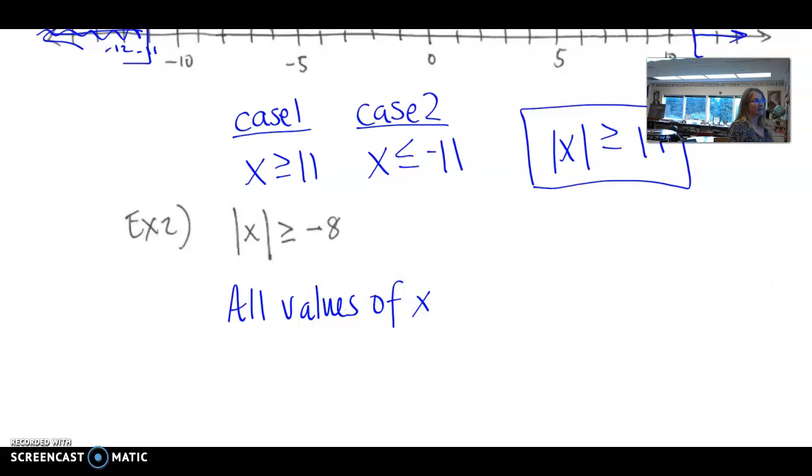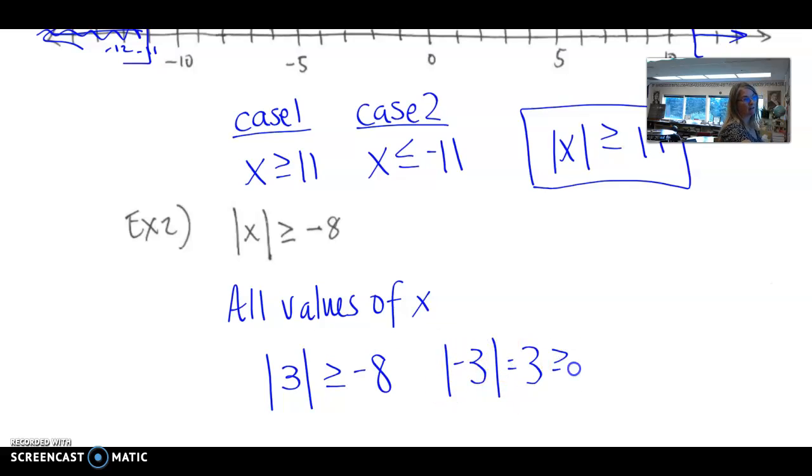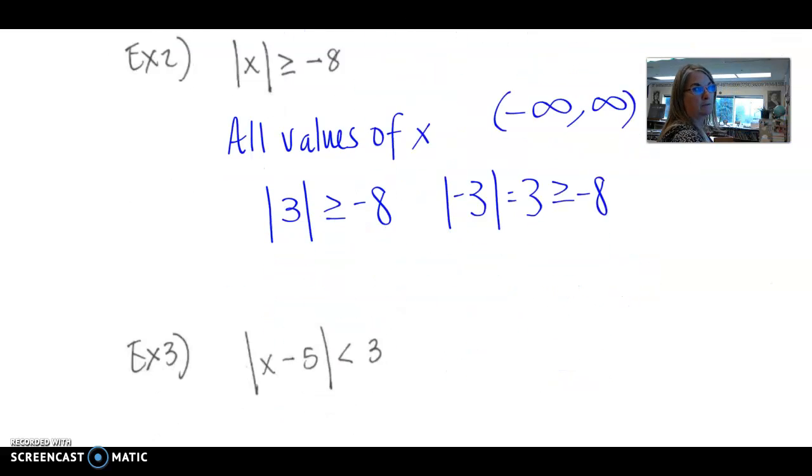Give me a value of x, like if I put 3 in here, the absolute value of 3 is greater than or equal to negative 8, or negative 3, which equals 3, is greater than or equal to negative 8. You can't get a negative, so it's all positive. The lowest it could be would be 0. So all values of x would work for this. In interval notation, that means it'd be from negative infinity to positive infinity, and it would be the entire number line.